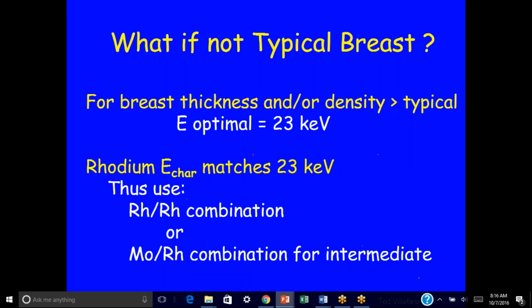just for the same reasoning that we use a molybdenum filter matched up with a molybdenum target, we'll use a rhodium filter matched up with a rhodium target, so that now we have two possibilities. We could have a moly-moly combination if the breast is typical, or a rhodium-rhodium combination if the breast is thicker and/or denser. And it turns out that we have a third possibility, a molybdenum target with a rhodium filter. We cannot use a rhodium target with a molybdenum filter because you'd wipe the beam out entirely. But those are the three possibilities.